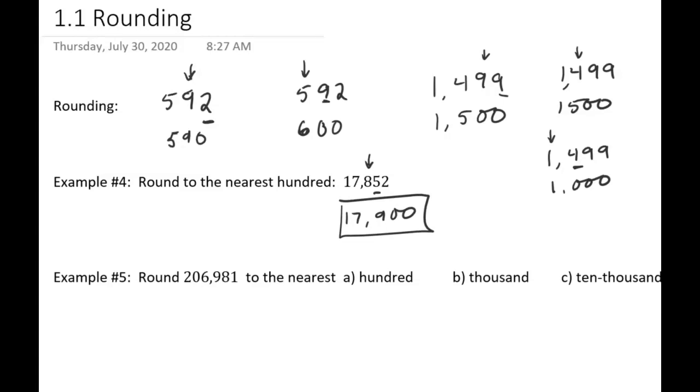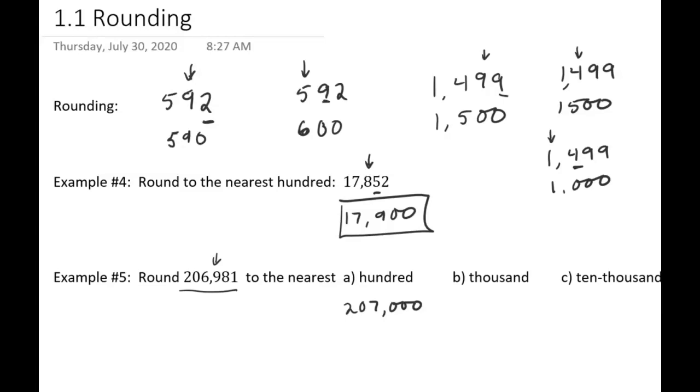Now they give us a number and they ask us several questions with this one number. So example 5, here's the number we have. First, we're going to round to the nearest 100. So that's the 9. The 8's going to make it round up, but because it's a 9, it's going to have to kick over to the next one. So it's going to be 207,000. And that's what it would be rounded to the nearest 100.